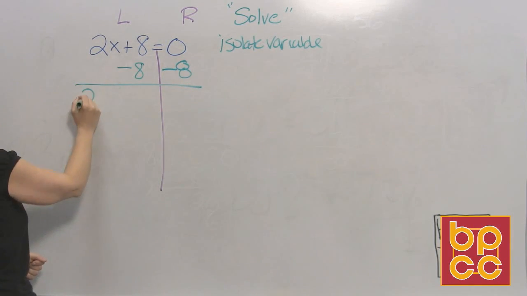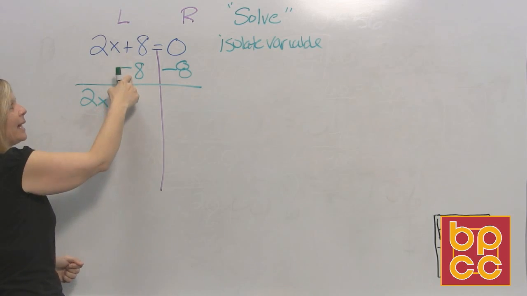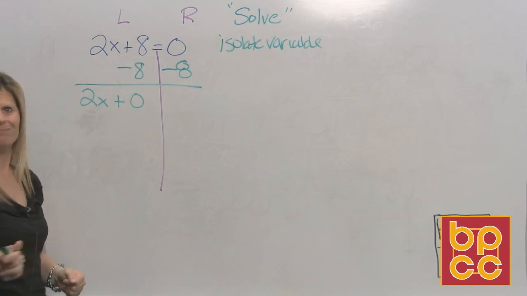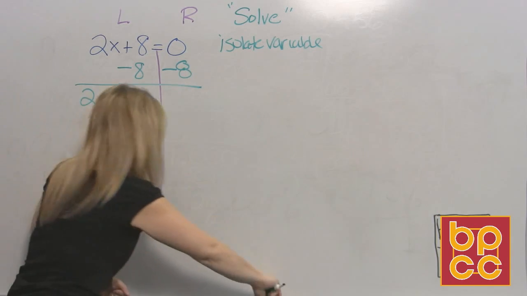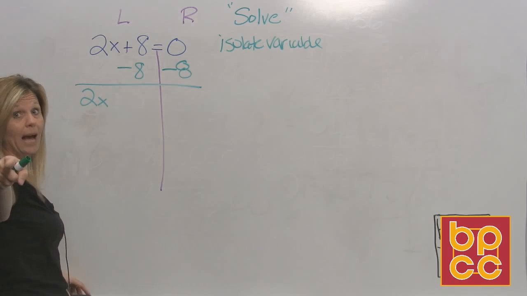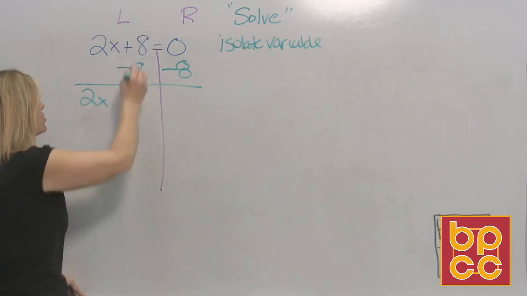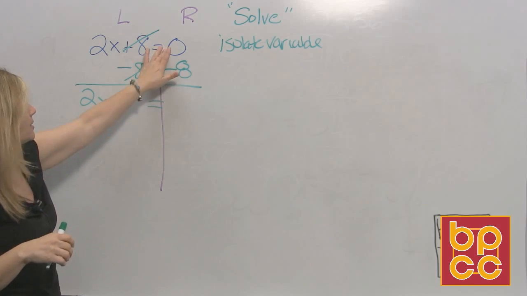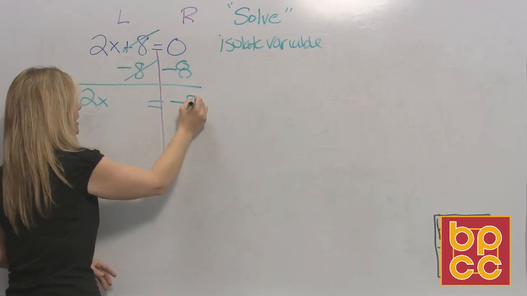You'll bring down the 2x. A plus 8 and a minus 8 make 0, but is there any need to write plus 0? No, that means there's nothing there. So you've heard before, when you add opposites, our vocabulary word is additive inverses, they cancel out. And on the right side, 0 minus 8 is negative 8.